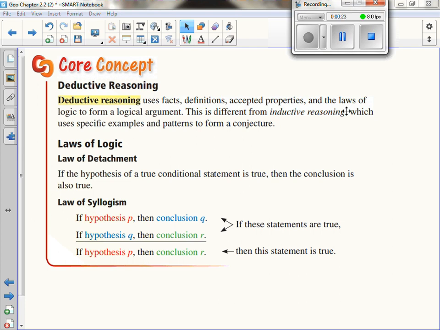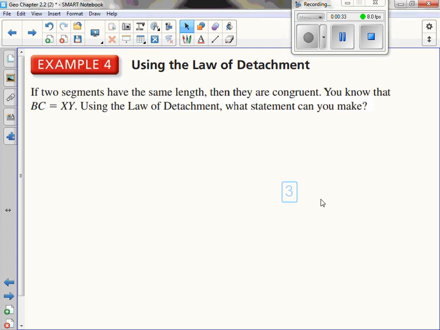So with these here, they will give us a statement. They will give us a conditional statement. And if the hypothesis of that statement is true, the conclusion must also be true. So here, if two segments have the same length, then they are congruent. And what did it tell us? It told us that BC equals XY. And because there's not a line above it, it means the lengths are the same, yes?